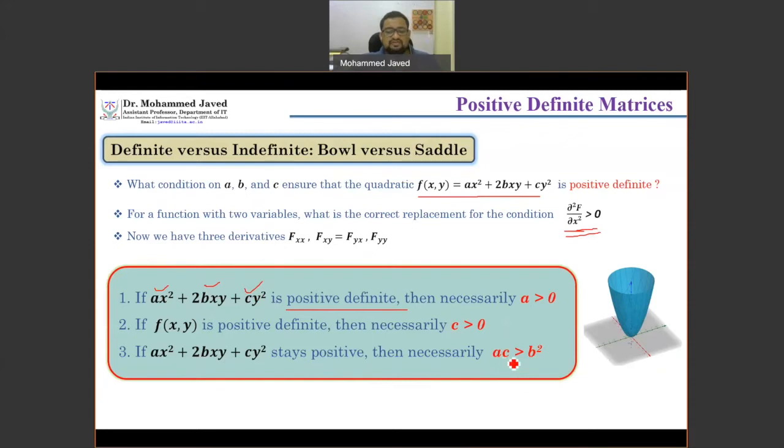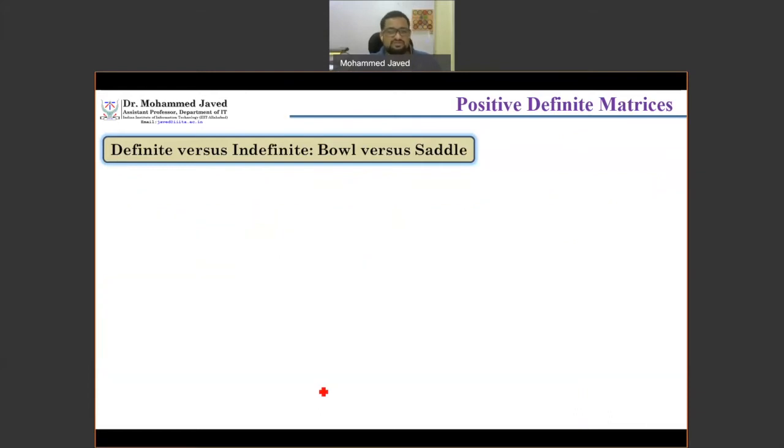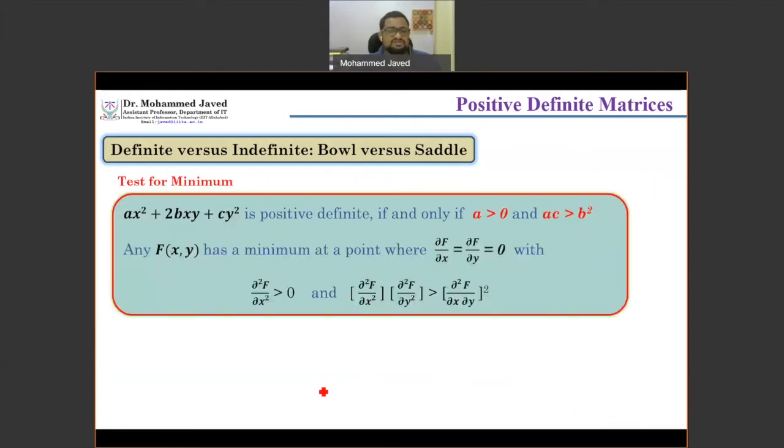If it satisfies that AC is greater than B square, then this is positive definite. Okay, the graph is positive definite. Now let us see what is the test for minimum. We have seen that ax square plus 2bxy plus cy square is positive definite if and only if a is greater than 0 and ac is greater than b square.